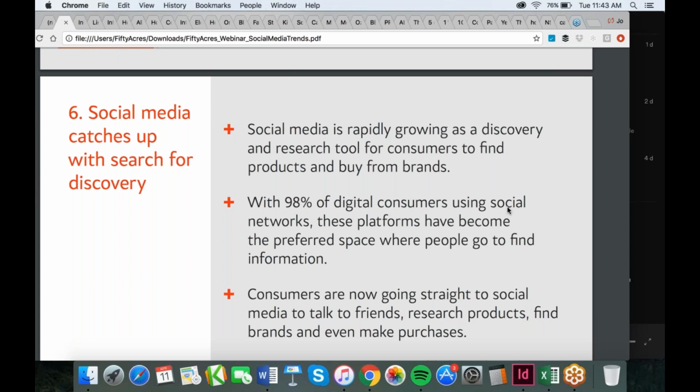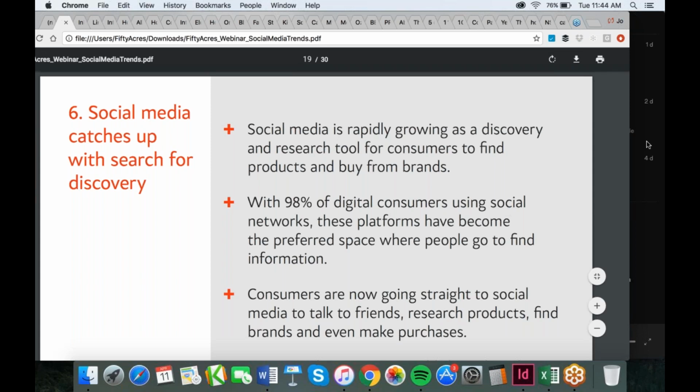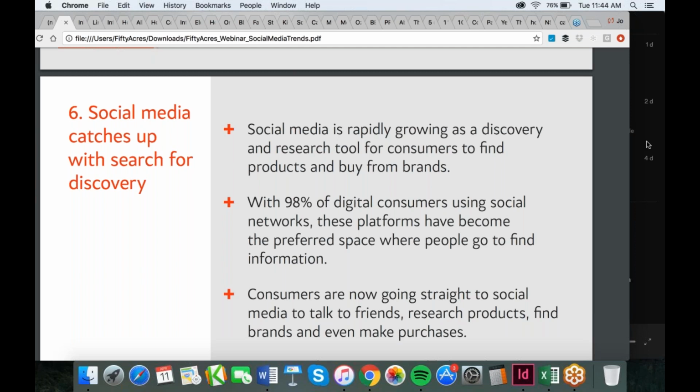I'm not sure whether any of you have done that, but it works, and there are a lot of different ways we can now locate things, whether that's an organisation, an event, a product, or other information. Social networks themselves are able to be used. You don't just have to use Google. Consumers are now going straight to social media to talk to friends, research products, find brands, and obviously make purchases. You can buy straight from Instagram or straight from Facebook. There are lots of Facebook forums now, and in fact a lot of people are selling on Facebook groups.